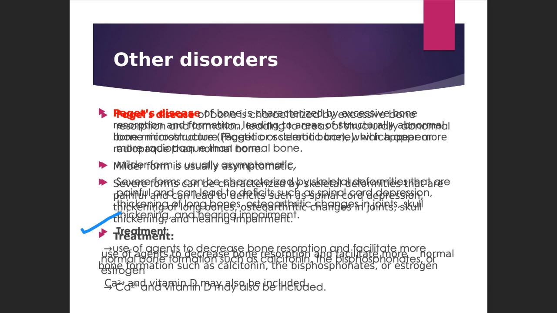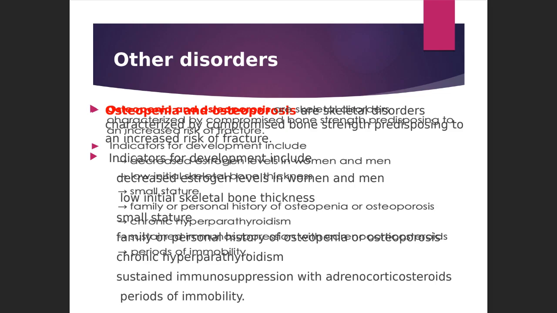And for this type of condition, what treatment can be given to the patient who is suffering? Use an agent that causes decreased resorption and facilitates more normal bone formation, such as calcitonin, bisphosphonate, or estrogen type of drugs, which will be given to the patient. And in this, calcium and vitamin D may also be included in these types of conditions.